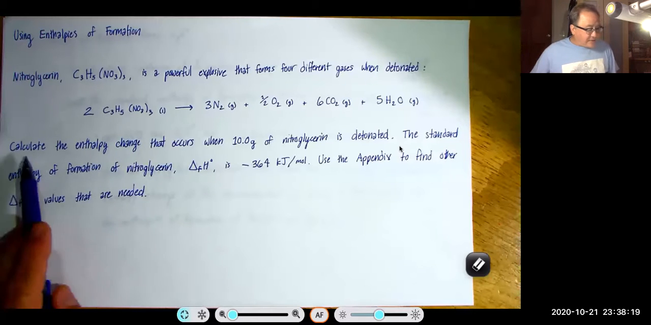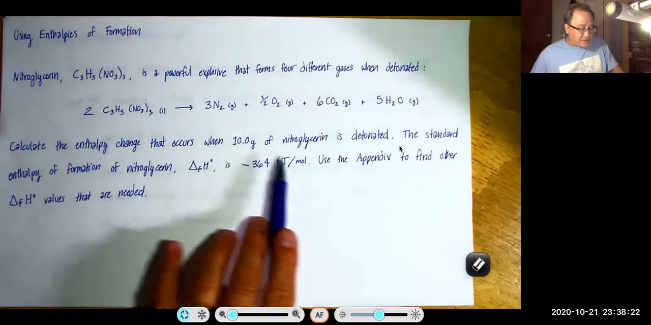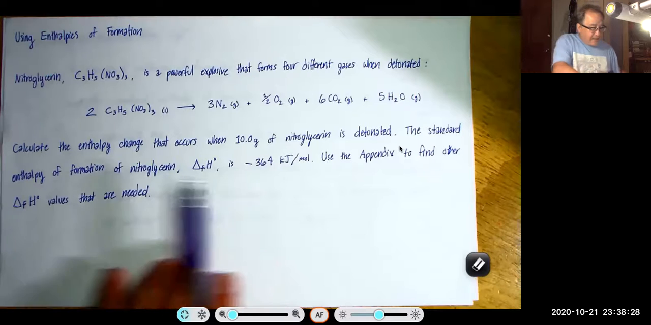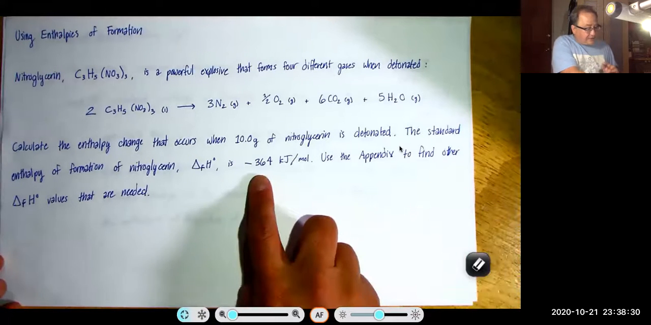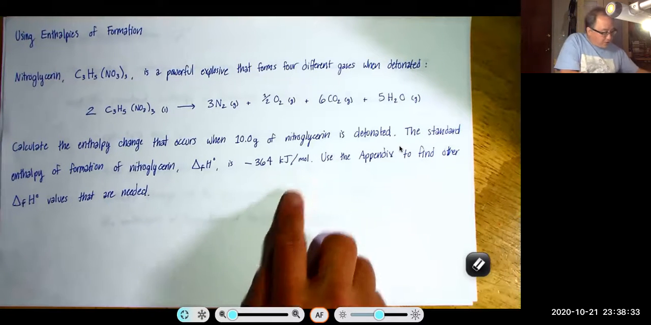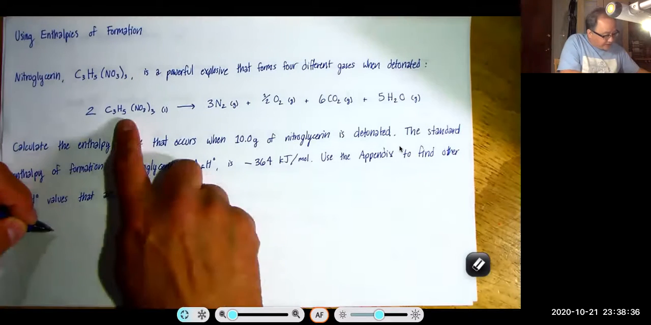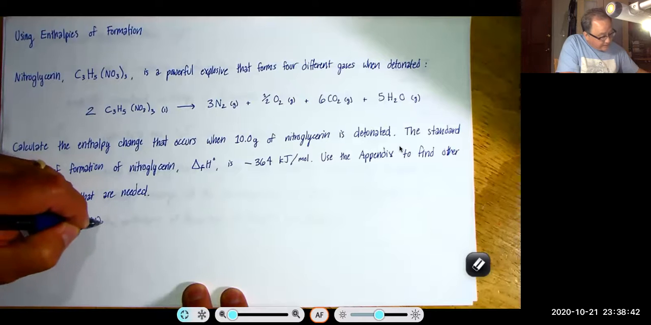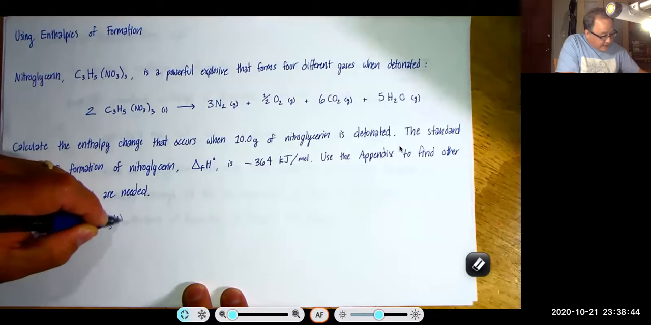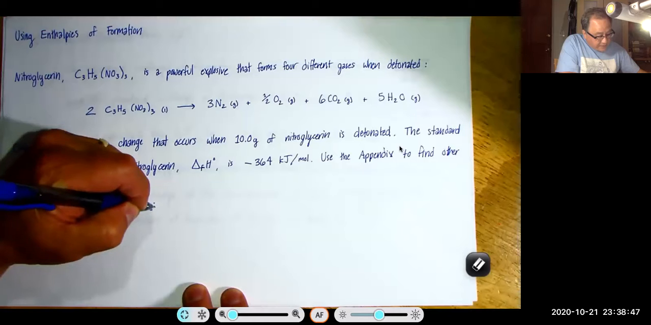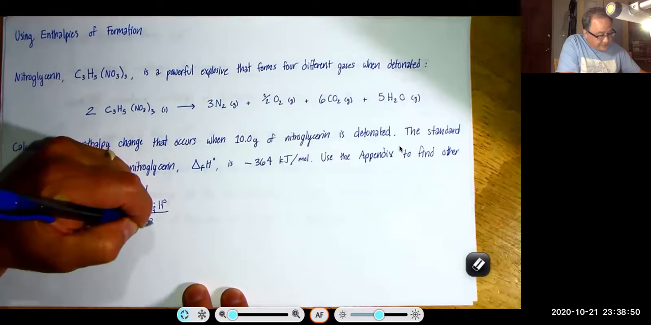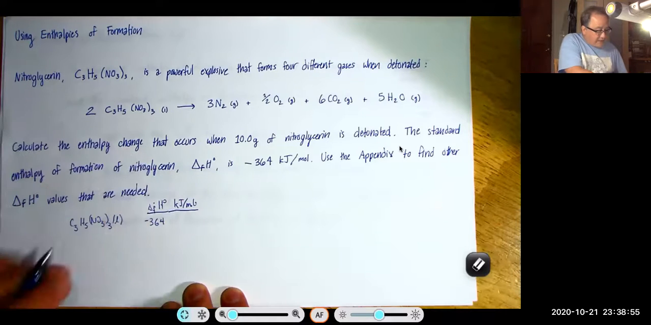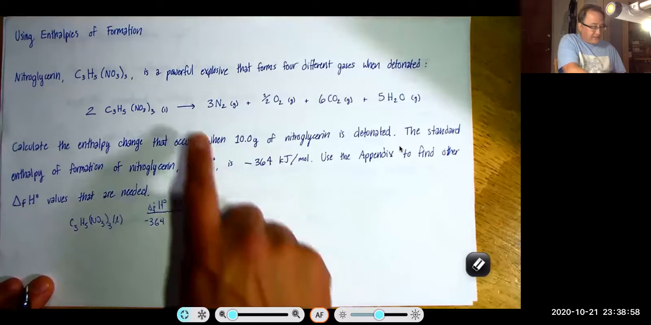So calculate the enthalpy change that occurs when 10 grams of nitroglycerin is detonated. The standard enthalpy of formation of nitroglycerin is minus 364 kilojoules per mole. So here we have nitroglycerin, C3H5N3O9, liquid, and its standard enthalpy of formation is minus 364, and I'm going to put kilojoules per mole up here. So we need to find these values here for the rest of these.